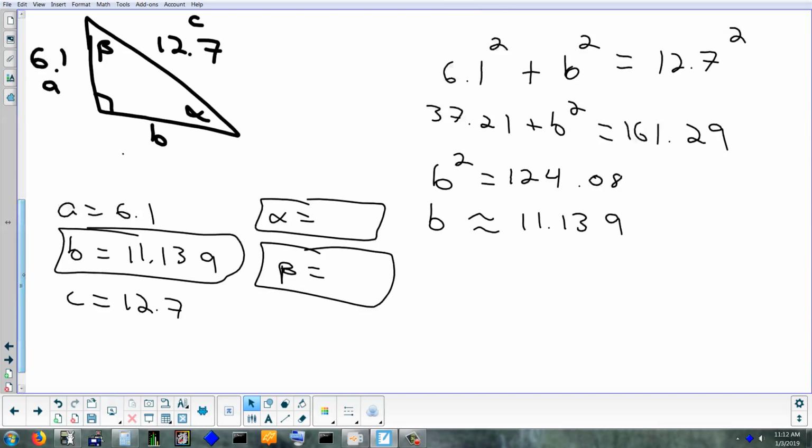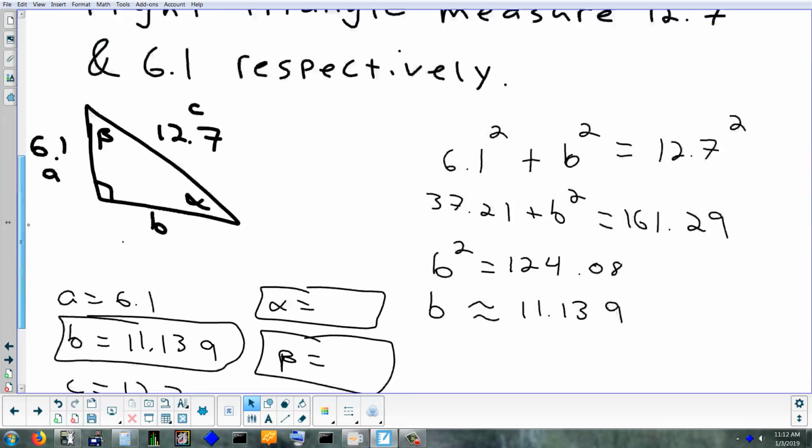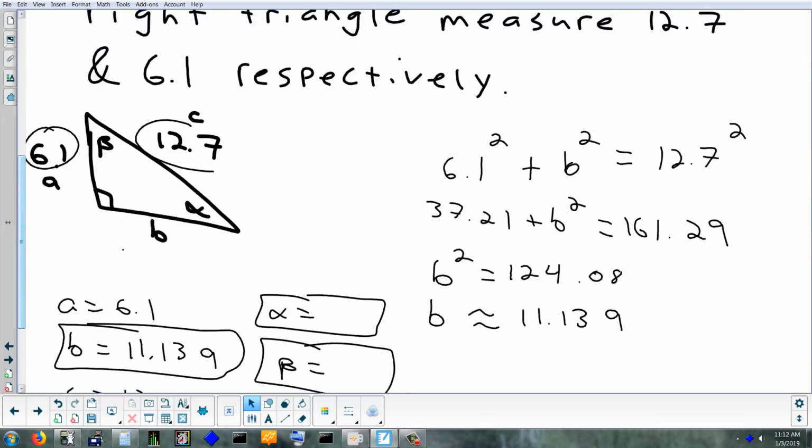All right, so to find alpha and beta, I have to use two sides. Justin, out of the three that I know, which two sides should I stick with? A and C. Why A and C? Why not B? Because it's a little wacky. All right, it could be a little wacky. What makes B wacky? It wasn't given. Yeah, so it's a decimal and it wasn't given, so we're going to stay away from that side. So we're going to stick with A and C.